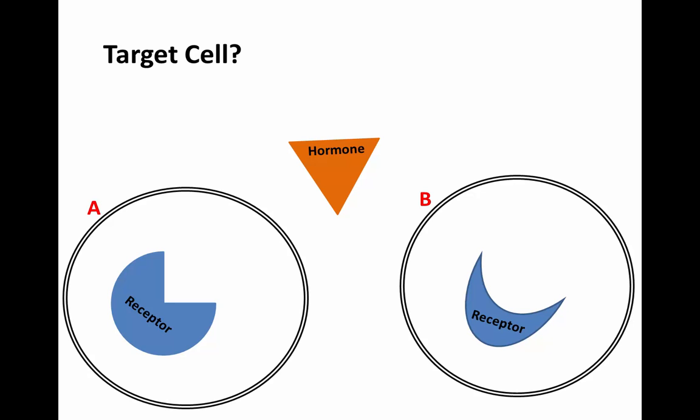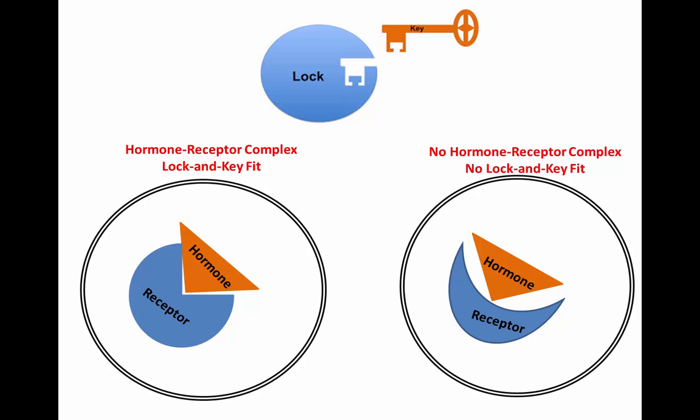Which cell, A or B, would be a target cell of this hormone? Remember, hormones will not act on every cell in the body. For a response to take place in a cell, that cell must possess a specific receptor. It's like a lock and key fit. Use this analogy: your house key will not unlock the front door to everyone's house, only your house. Your house would be the target. So cell A has the specific receptor for this hormone.